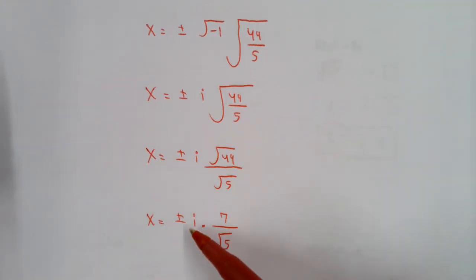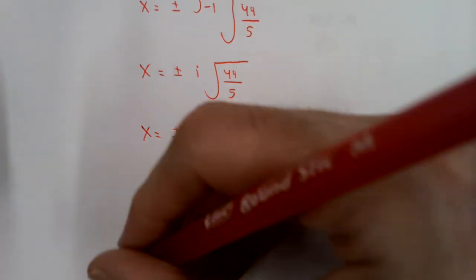Now, I'm really multiplying these together. So if you want to think of this as being i over 1, when you multiply these together, you get 7i over square root of 5.